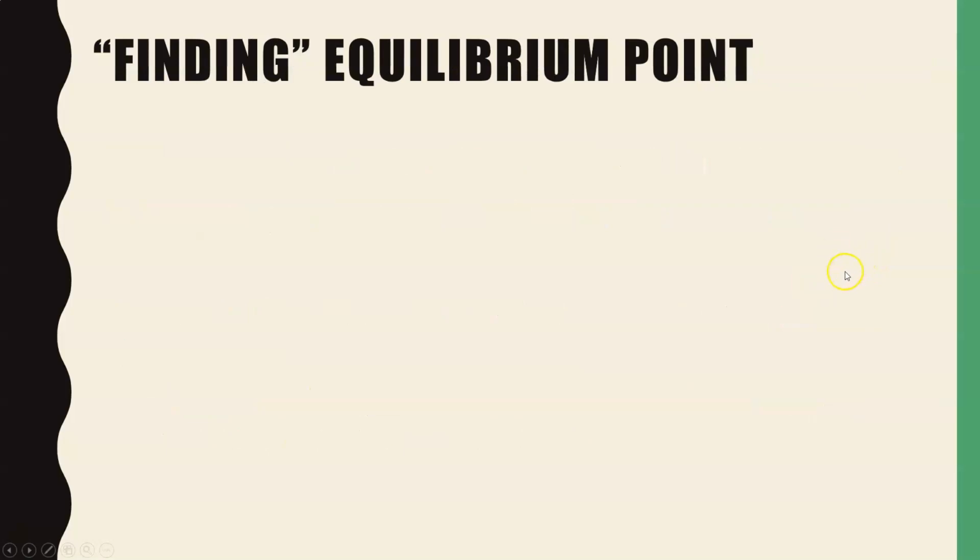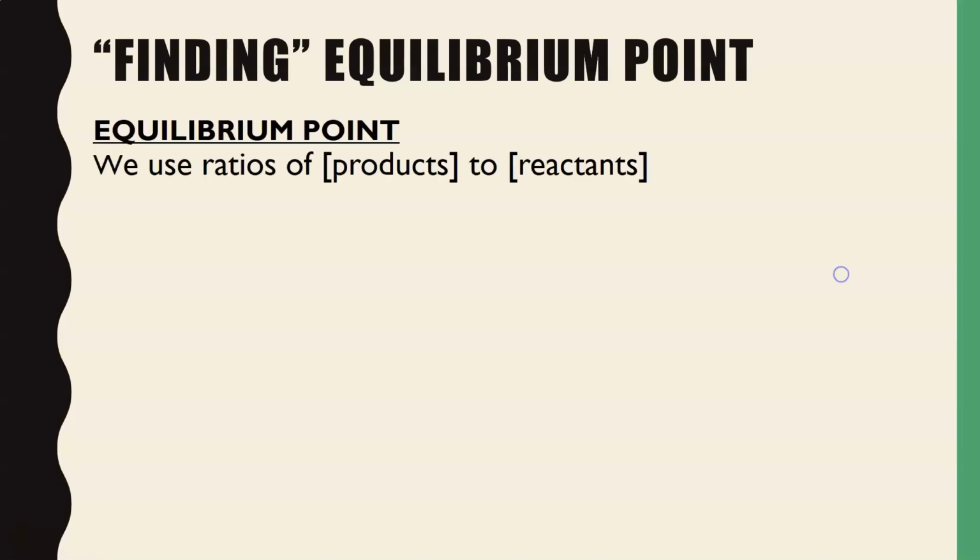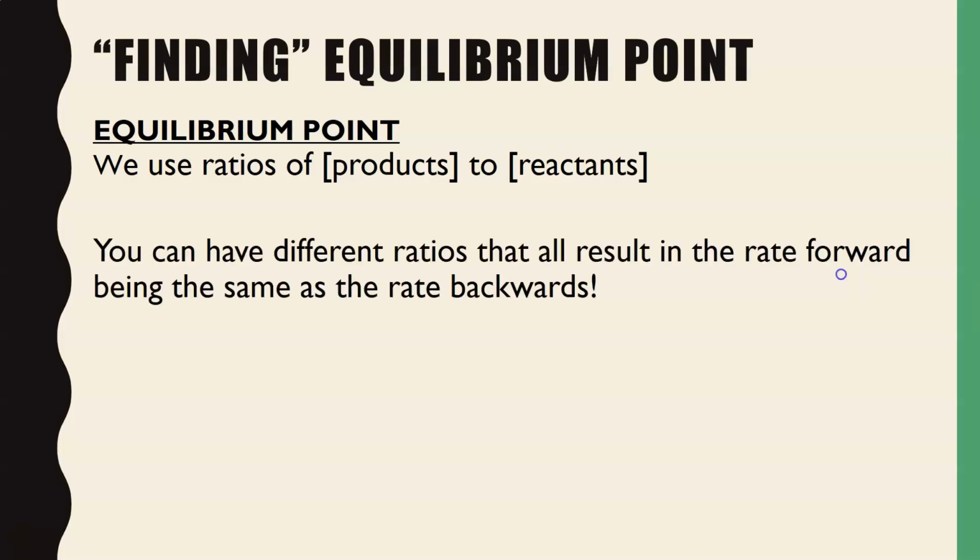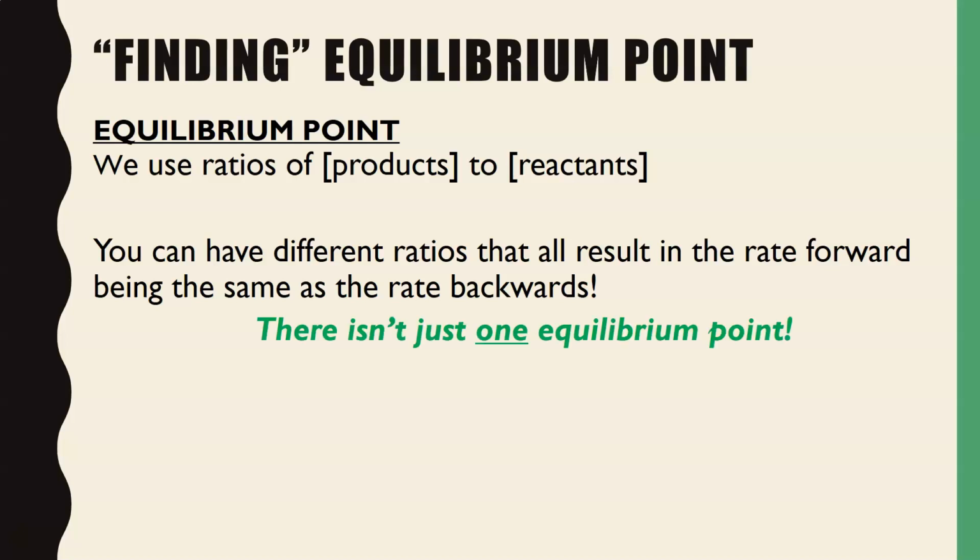So sometimes we want to find what we call this equilibrium point. And when we say the equilibrium point, what we're referring to is what are the ratios of products to reactants once you get to the point where the forward and the reverse reaction are the same. So once we reach this special equilibrium situation, we find out how much product we have, and we compare it to how much reactant. Now, if you think about it mathematically, you could have different ratios that result in the same forward and backwards rates, right? There isn't just one equilibrium point.